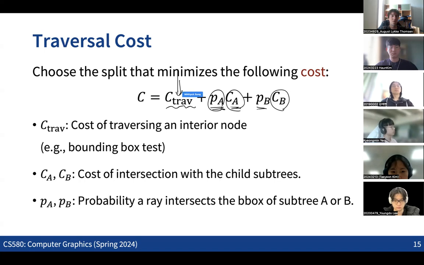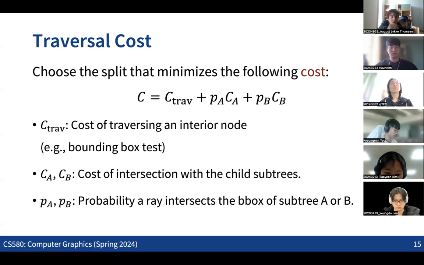We have some kind of constant cost of visiting each of the bounding boxes. And for each of the candidate split planes, we will be able to define the left subtree and the right subtree. For each subtree, we somehow measure how likely a random ray will hit the bounding box of the subtree, and also what the cost is of visiting the subtree. So we are going to approximate these quantities in a way that we can define the traversal cost.